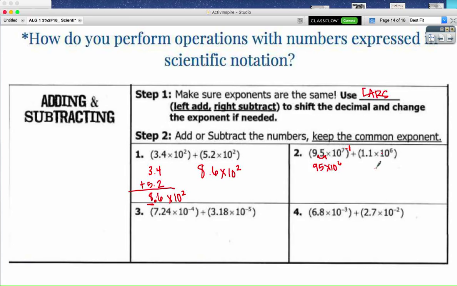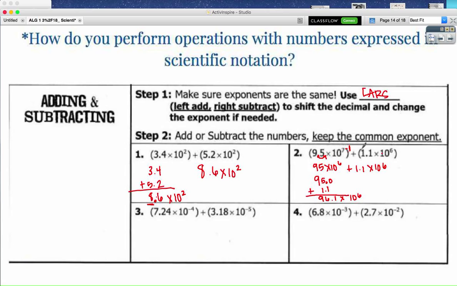And then this is already 6, so plus 1.1 times 10 to the 6th power. Now they match. I would do 95 plus 1.1. Remember, back in elementary school, you had to have your decimals lined up. And this is really 96.1 times 10 to the 6th power.